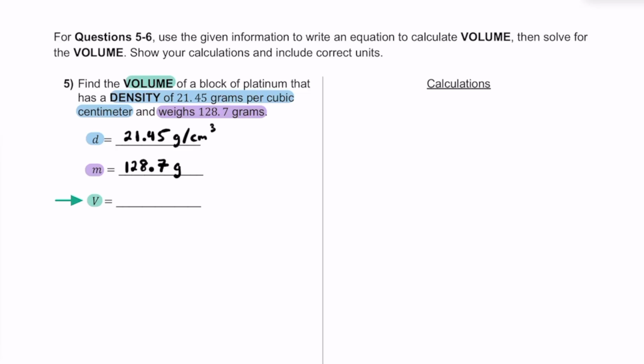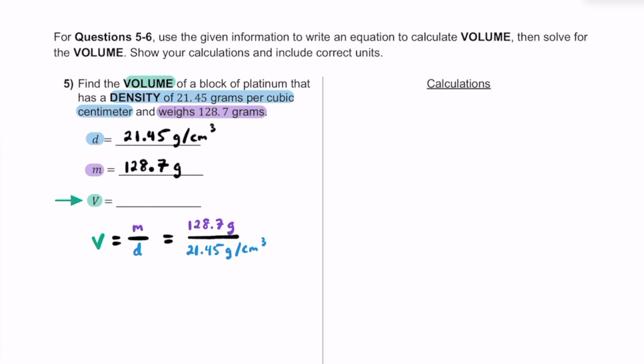All right, so what's our volume formula? That's right, it's going to be mass divided by density. So again, they're all the same formula, just written in different forms. Let's make some substitutions so we can solve for the volume. Substituting in, our mass is 128 and 7/10 grams, so let's substitute that in the numerator. And dividing by the density, we know the density is 21 and 45 hundredths, but this is grams per centimeter cubed.